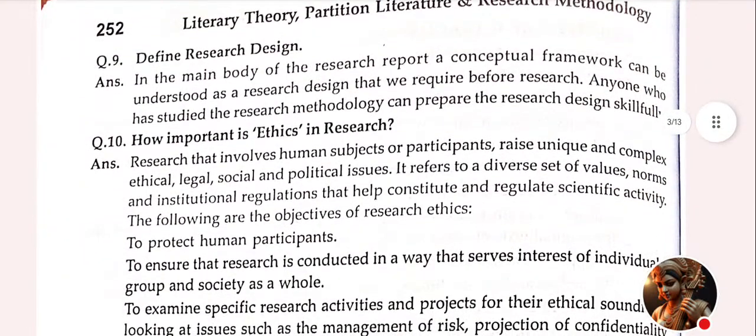Question 9. Define research design. In the main body of the research report, a conceptual framework can be understood as a research design that we require before research. Anyone who has studied the research methodology can prepare the research design skillfully.